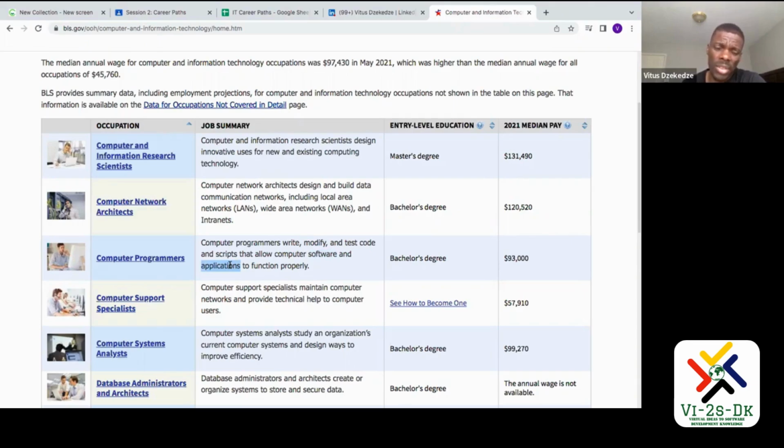So all these apps that we see on our phone, all the apps or the software that you see on computers, on servers, all those things that make us do all the things that we do in technology need to be created, modified, and tested by computer programmers.